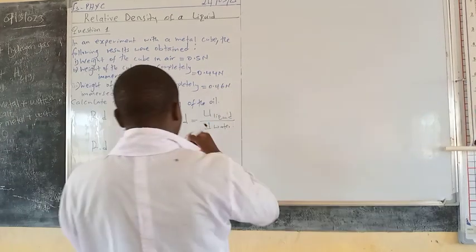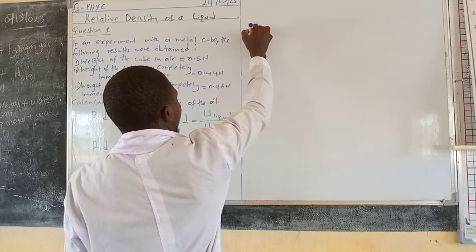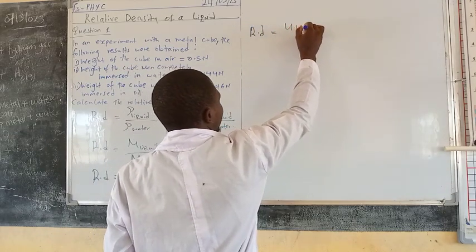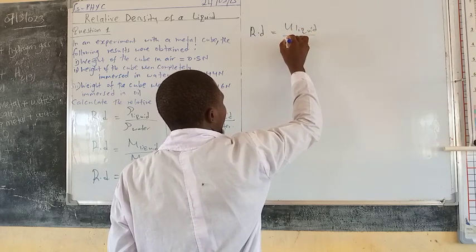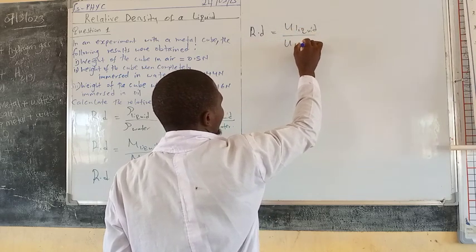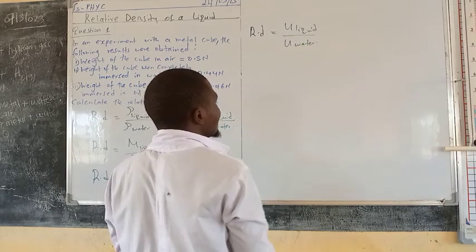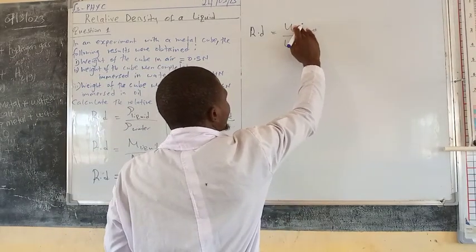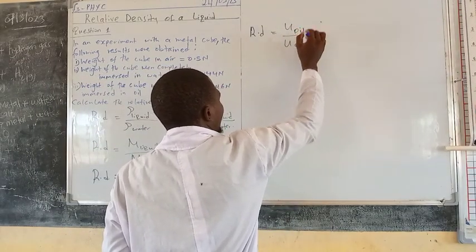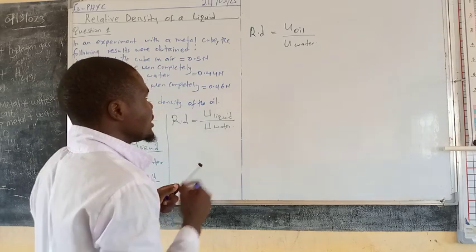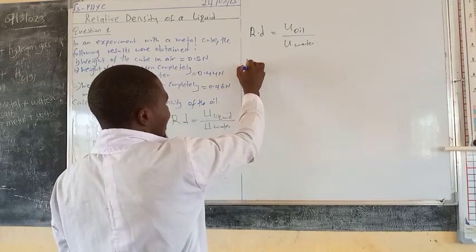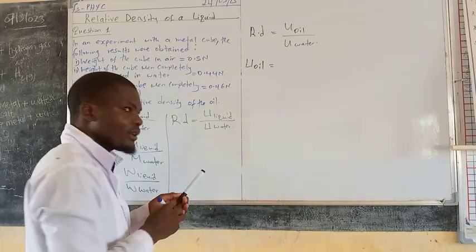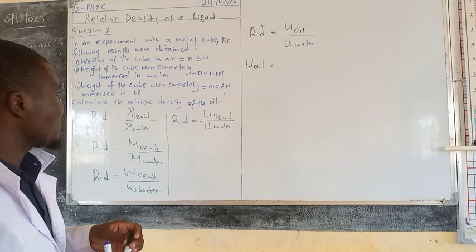So relative density equals upthrust in liquids divided by upthrust in water. And for our case, the liquid in question is the oil. So oil is our liquid. Good. Let us find upthrust in the oil. How do we find upthrust in the oil?